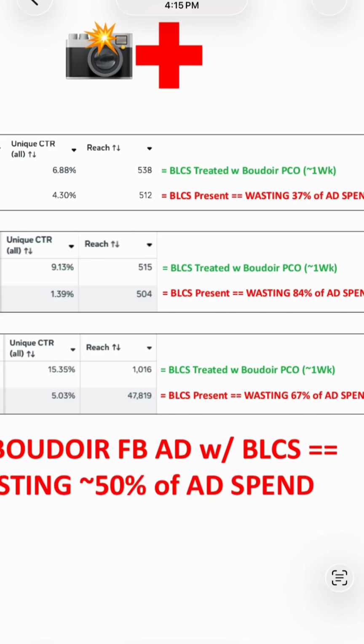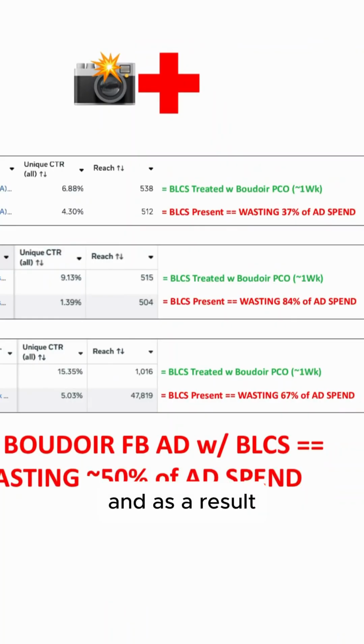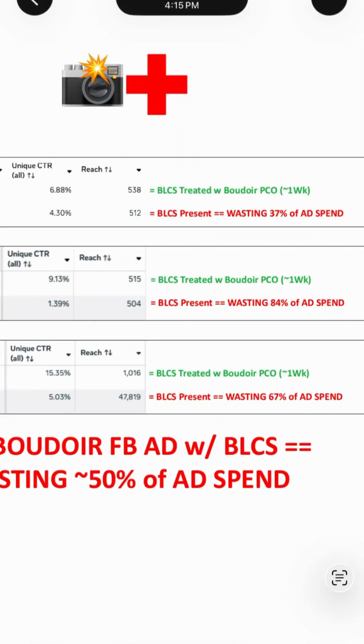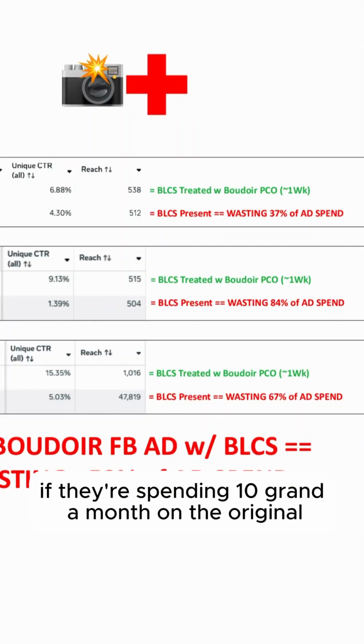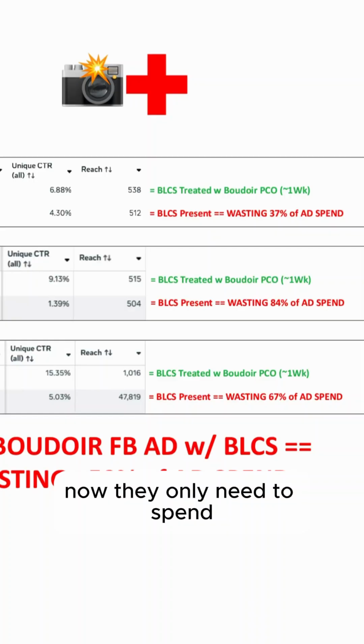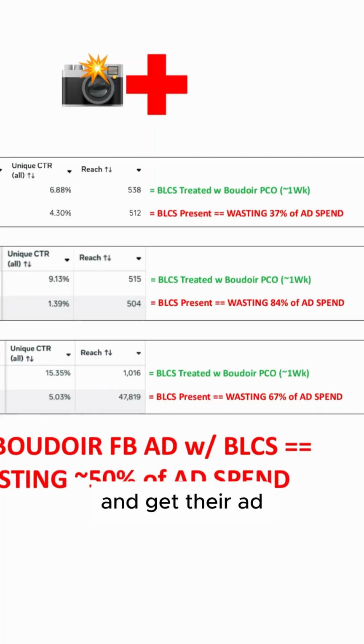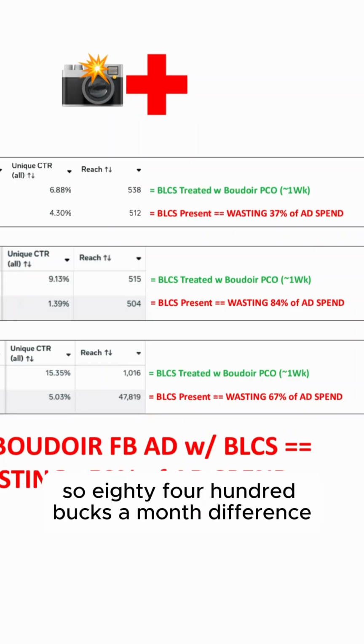So we found out the original Boudoir Facebook ad was wasting 84% of ad spend. And as a result, if they're spending 10 grand a month on the original Boudoir Facebook ad, now they only need to spend 1.6 grand a month on the Boudoir Pico treated ad and get their ad into the same number of women's brains. So $8,400 a month difference.